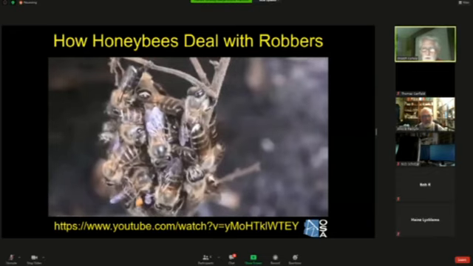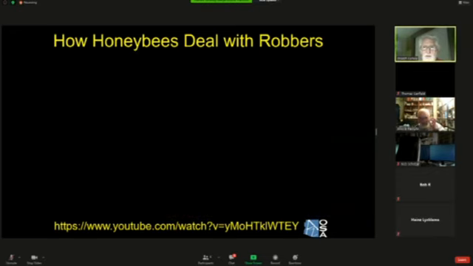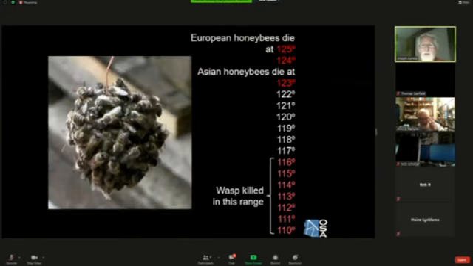Well, how do they know just how much to do this to deal with the temperature? So here's a scale showing you that the European honeybees can handle temperatures until they get to 103 to 104, the Asian honeybees can handle temperatures until 123, but the wasps are killed somewhere between 110 and 116 degrees Fahrenheit. So the bees can sense how to do this up to that range to kill the wasp, but not enough to kill themselves. Absolutely astounding.